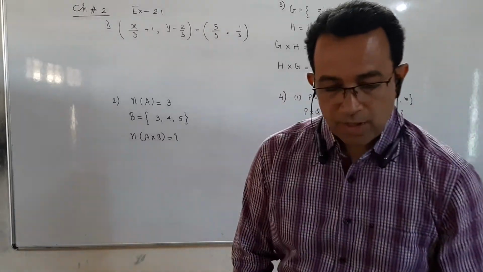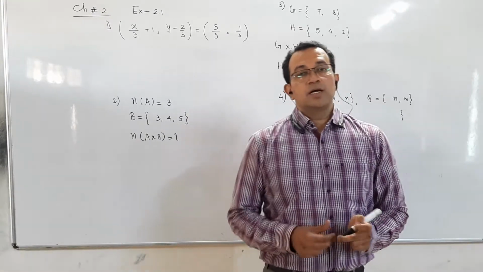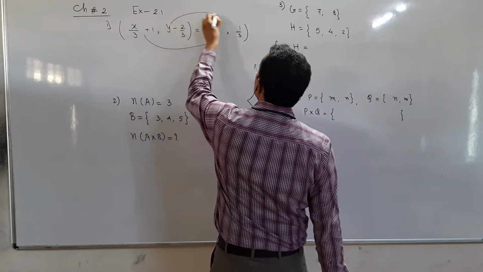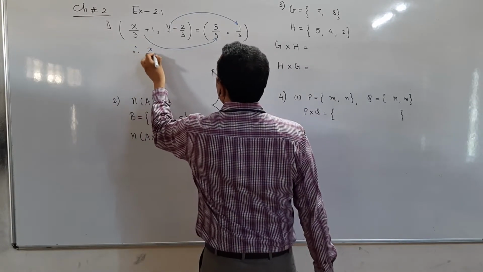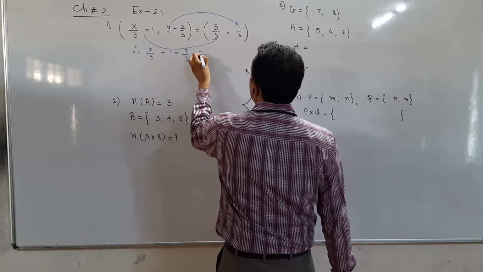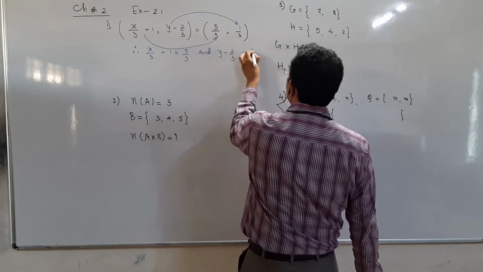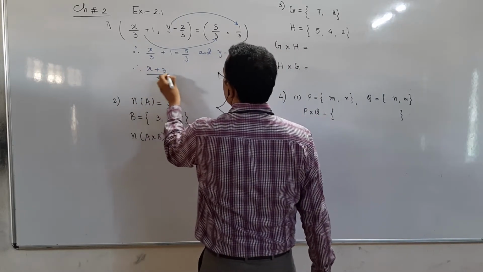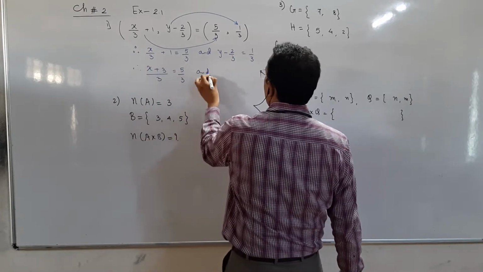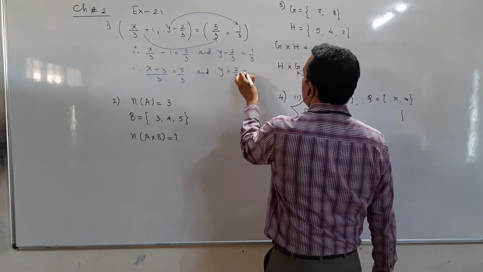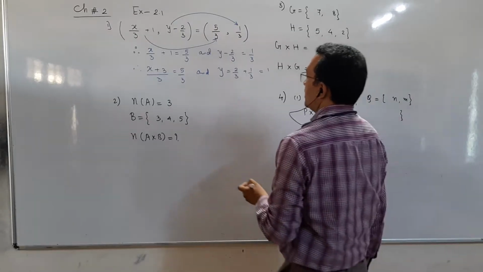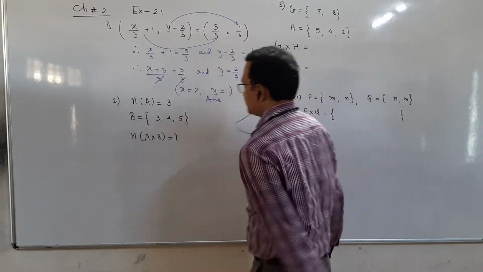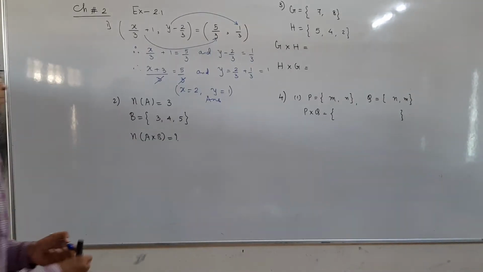Okay students, now all of you please concentrate. Our first sum: if two ordered pairs are equal, then their corresponding elements are also equal. Therefore, x/3 + 1 is equal to 5/3 and y - 2/3 is equal to 1/3. Taking 3 as LCM, (x + 3)/3 is equal to 5/3, and here I can write y is equal to 2/3 + 1/3, which is 3/3, that is 1. Cancelling 3 and 3, we get x is equal to 2, y is equal to 1. This is our answer. Very simple students, this is very simple.